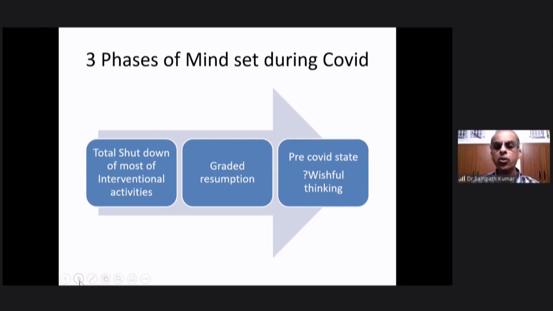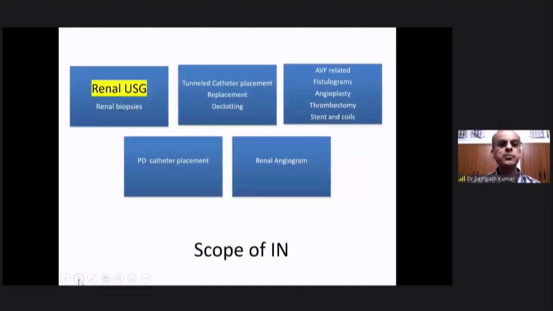And will we ever go back to the pre-COVID state? I think it is wishful thinking; we have to learn to live with this corona, and we need to change our perspective on how to manage our hemodialysis patients and the access. So the scope for interventional nephrology is enormous, starting from renal ultrasound to tunneled catheter placements to AV fistula troubleshooting, PD catheter placement and renal angiograms.